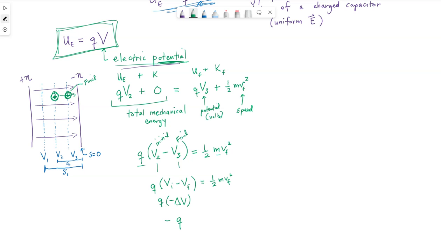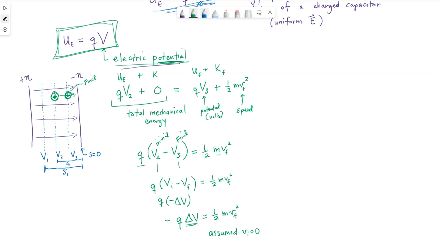So we end up seeing negative Q delta V is equal to 1/2 m speed final squared. We can relate the motion of our charge to simply the potential difference it moves through, which is really cool. Now, this equation is not quite complete. We assumed the charge was released from rest, so it's totally valid in that situation.